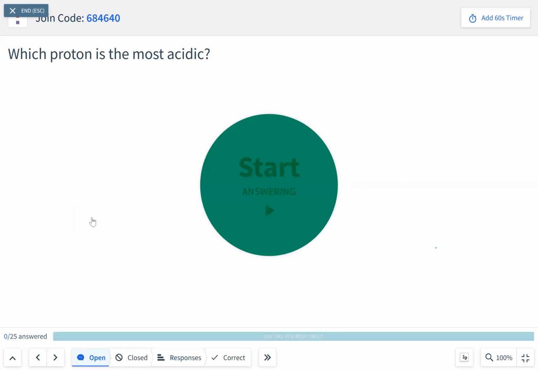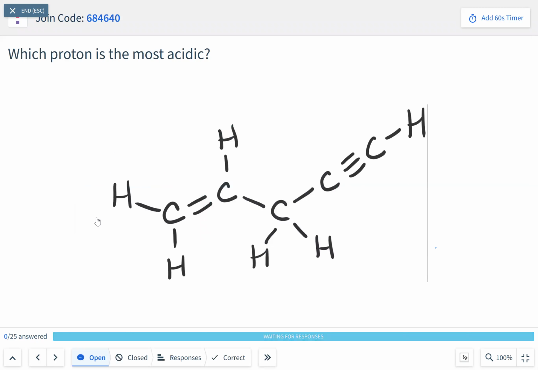I don't know how to get rid of that empty slot here, but here's a question. Which proton on this molecule will be the most acidic?